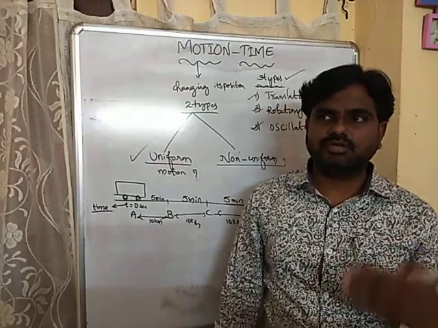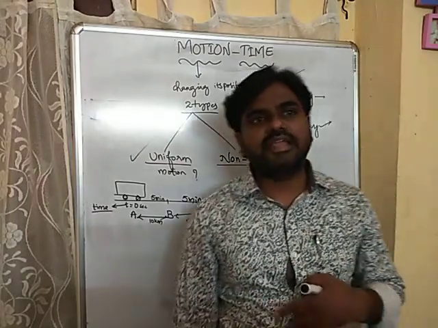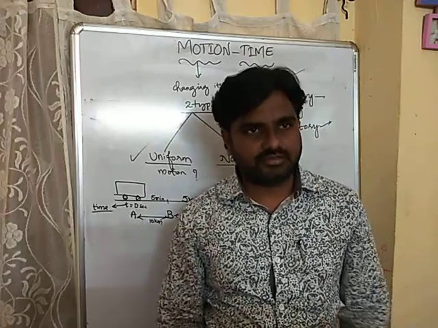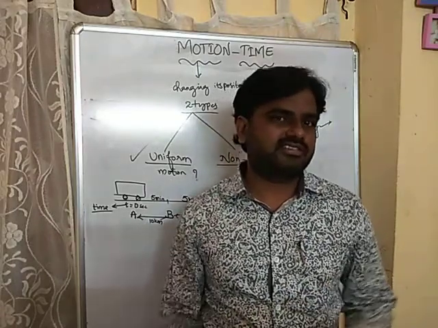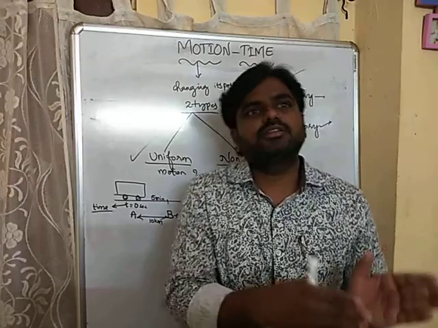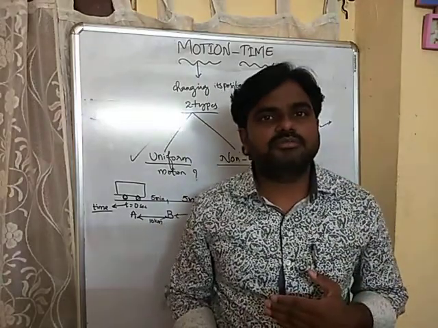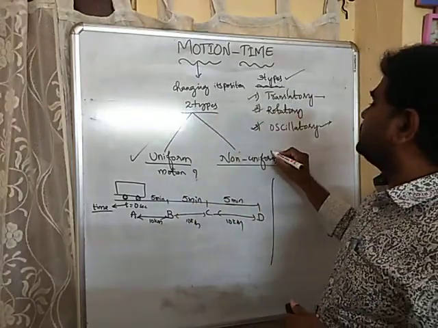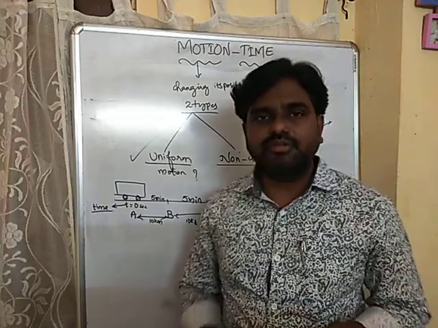Of course, while you are going to your school daily, you are taking different times and different distances. You may stop somewhere and you may run fast sometimes, isn't it? So that is an example of non-uniform motion.